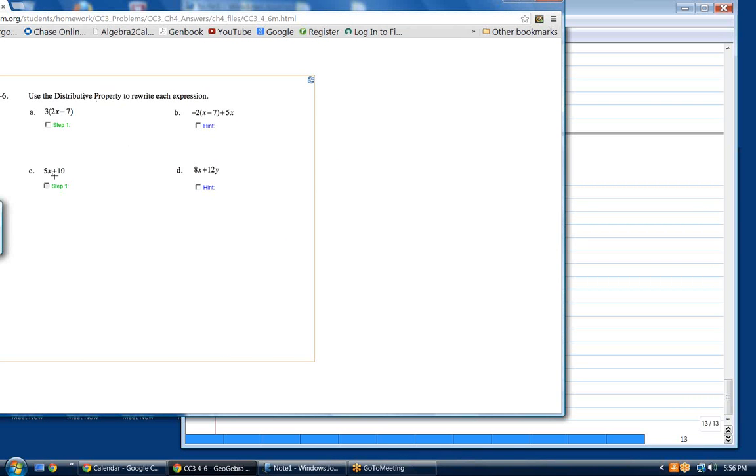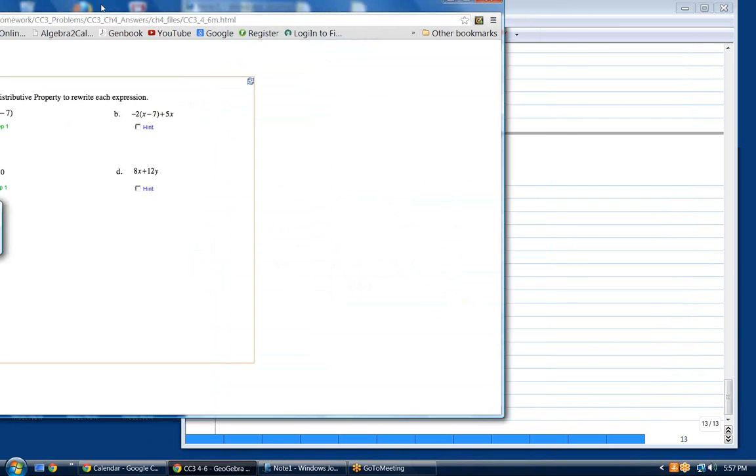It's already been distributed. C and D are kind of doing what A and B did in reverse. In other words, had they given you A as 6x minus 21, you could have factored out the 3 and written it as 3 times 2x minus 7. Well, the same thing with 5x plus 10. I can factor out the 5 and write it 5 times the quantity x plus 2. So how about D?